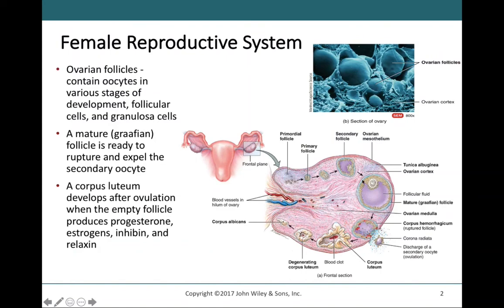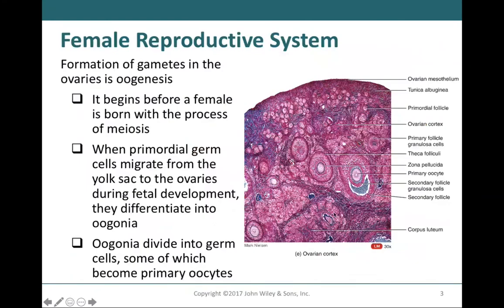There's a bit more anatomy of the ovarian follicle that we can see here, but I think what would be more appropriate is if we move on to these slides to get a better idea of what these structures look like and how we name the components of the ovarian follicle.